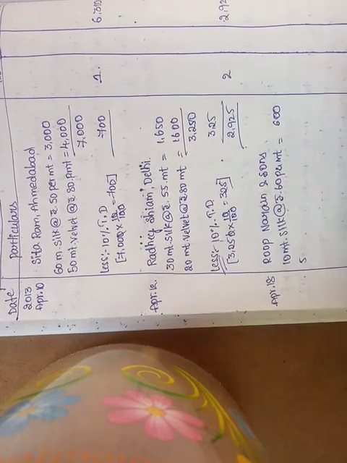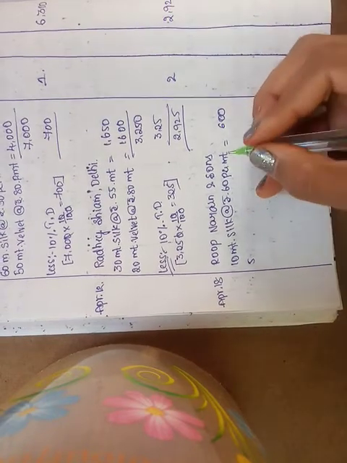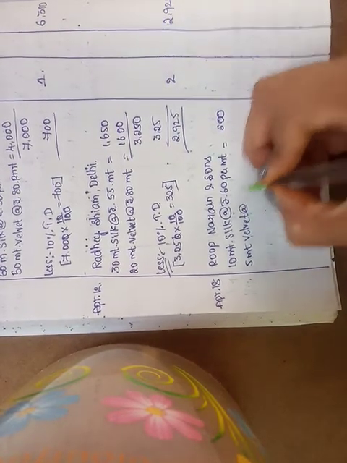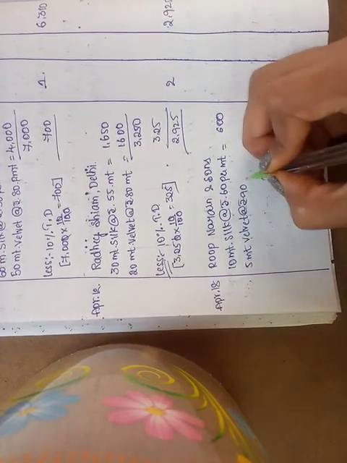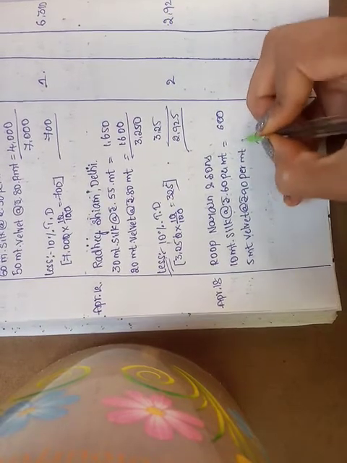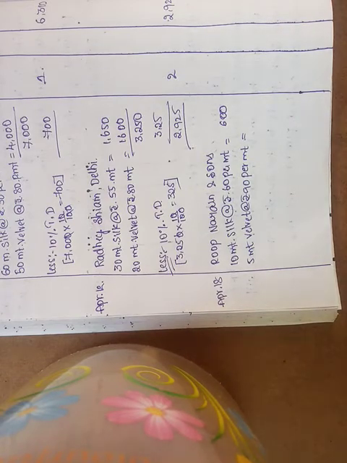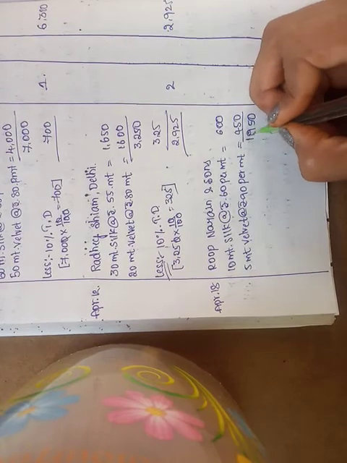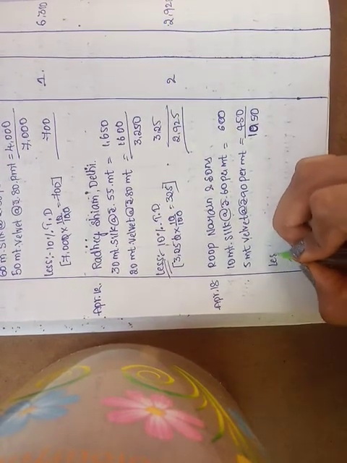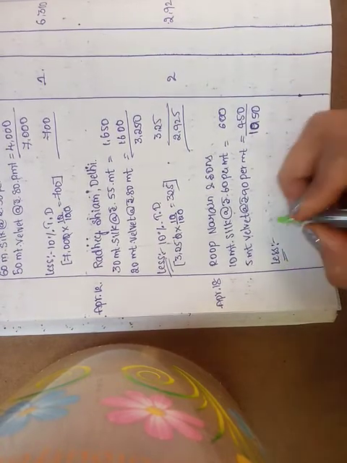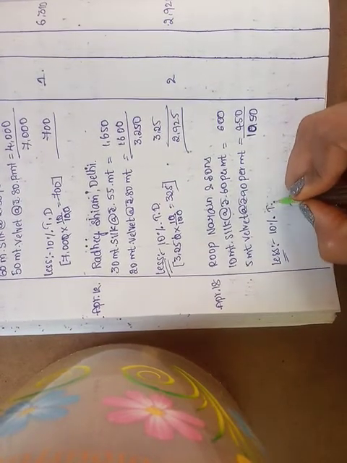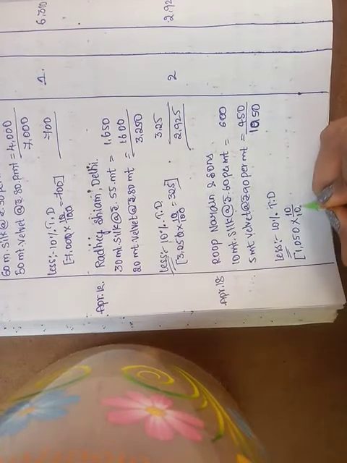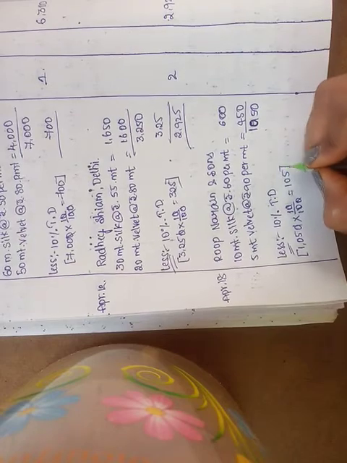Next is 5 meters velvet at the rate of 90 per meter. How much? 5 nines are 45, so that is 450. Total is, sorry, 1050 less. How much is the trade discount? 10%. So 10% trade discount: 1050 into 10% means 10 by 100. So trade discount is how much? 105.